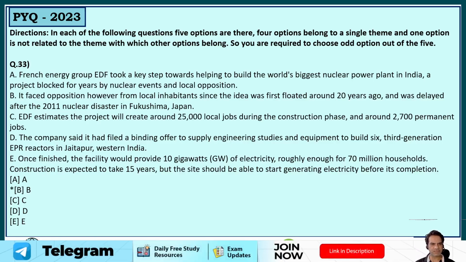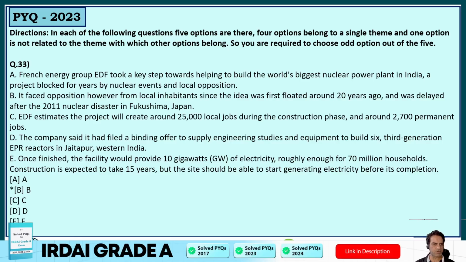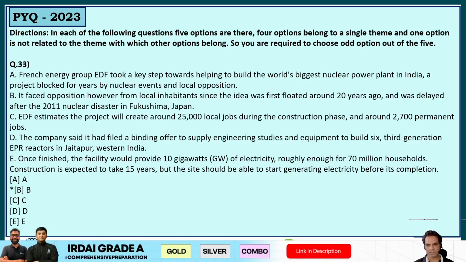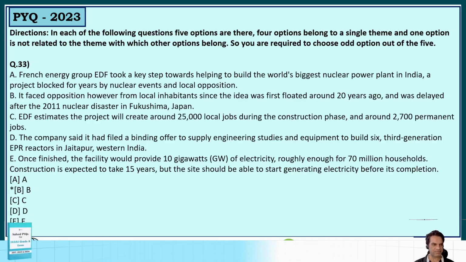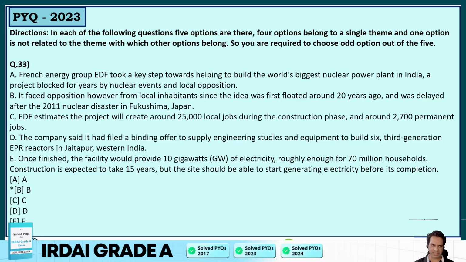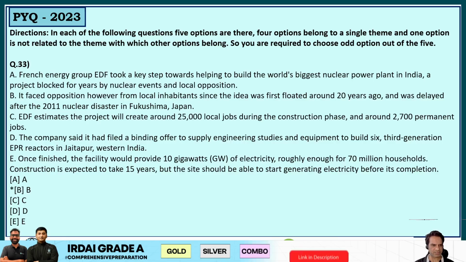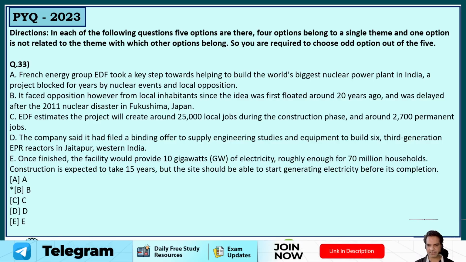French energy group EDF took a key step towards helping to build the world's largest nuclear power plant in India. A project blocked for years by nuclear events and local opposition. It faced opposition, however, from local inhabitants since the idea was first floated around 20 years ago, and was delayed after 2011 nuclear disaster in Fukushima, Japan. Okay, EDF estimates the project will create around 25,000 jobs. Correct. The company said it had filed a binding offer to supply engineering studies and equipment to build 6 third-generation EPR reactors in Jaitapur, Western India. Connected. Once finished, the facility will provide 10 gigawatts of electricity, roughly enough for.